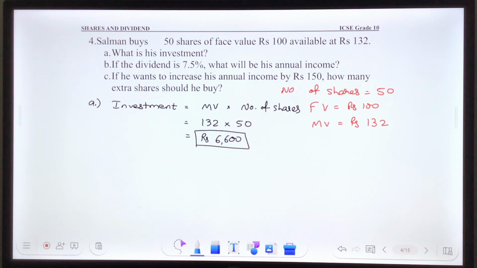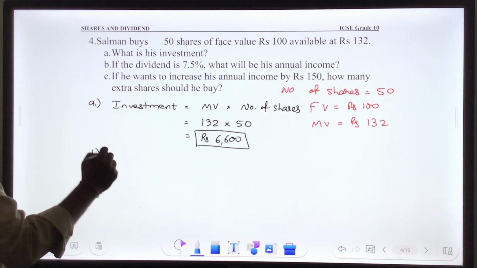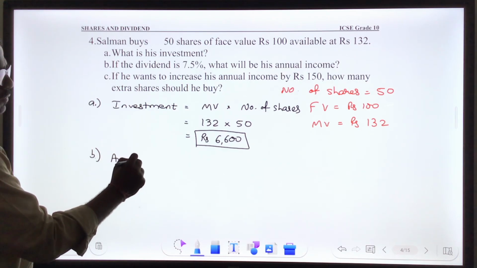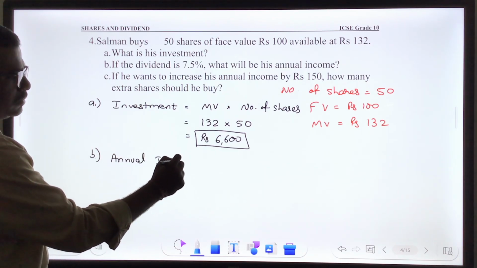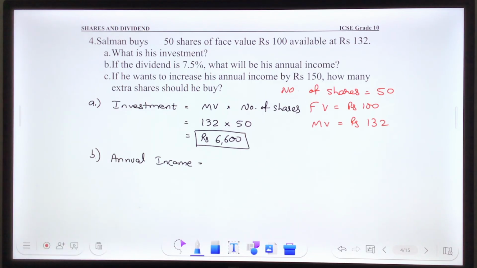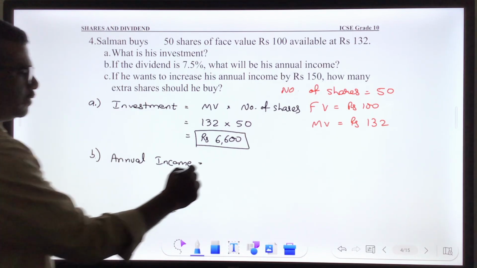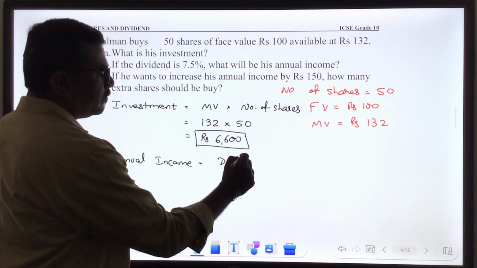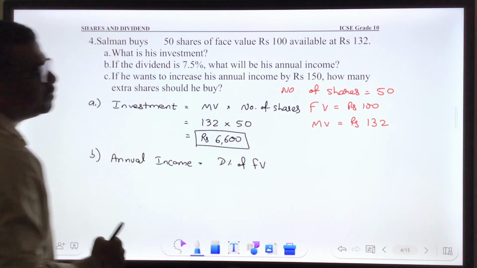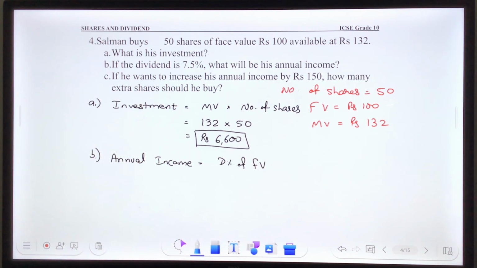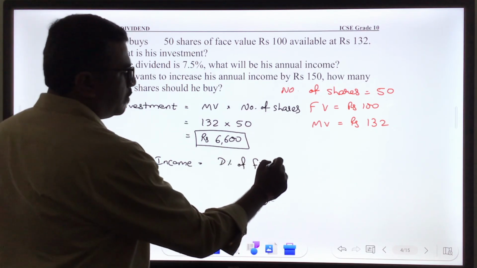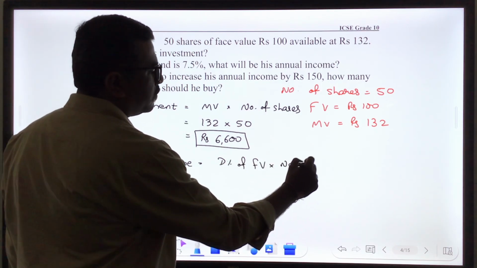Second one, if the dividend is 7.5%, the company is paying 7.5% dividend, what will be his annual income? So annual income is the rate of dividend on face value, so D% of face value, and it is proportional to the number of shares, so multiplied by the number of shares.